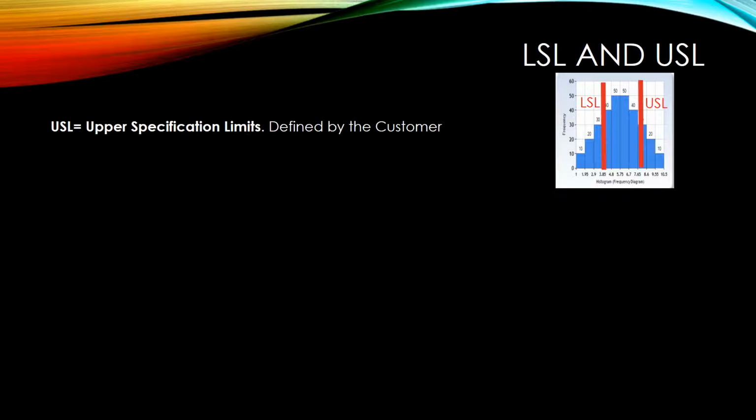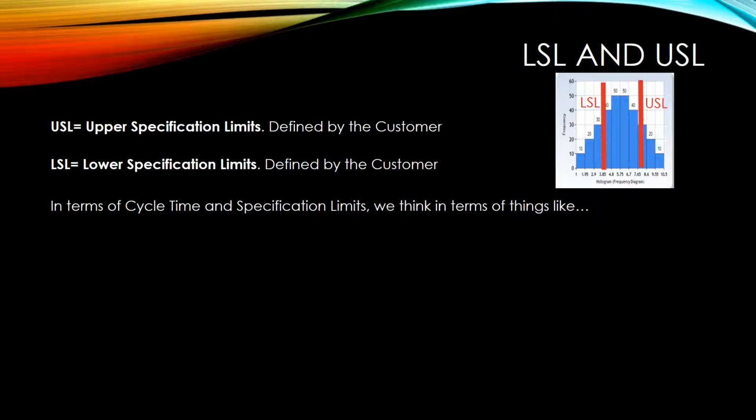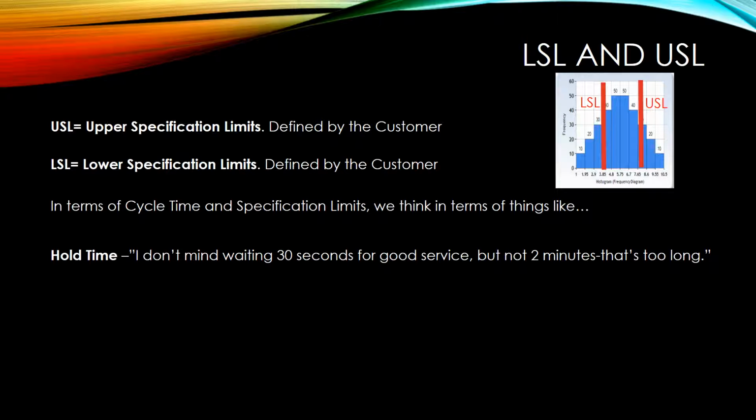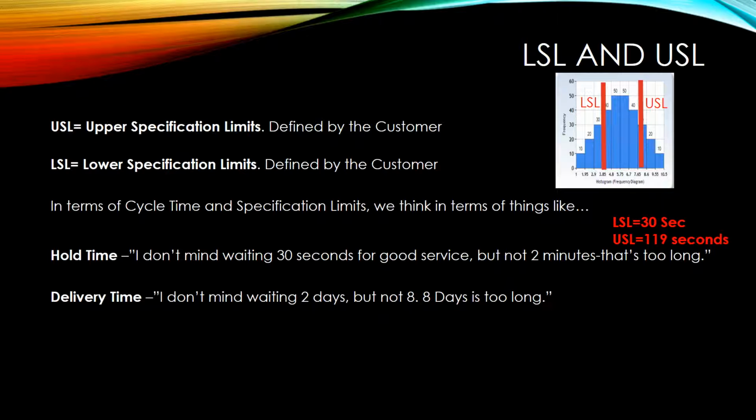Alright, a brief reminder on some of these initials, LSL and USL. Your upper specification limit is defined by the customer. Your lower specification limit is also defined by the customer. In terms of cycle time, we tend to think in terms like hold time, where a customer is saying, I don't mind waiting 30 seconds for good service, but 2 minutes is too long. So your lower specification limit is 30 seconds, and the upper specification limit would be 119 seconds. You want to stay within that Goldilocks zone the customer talked about.